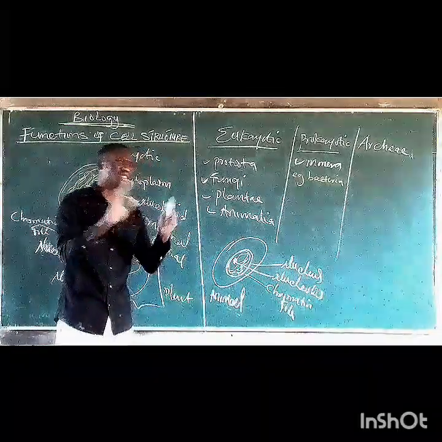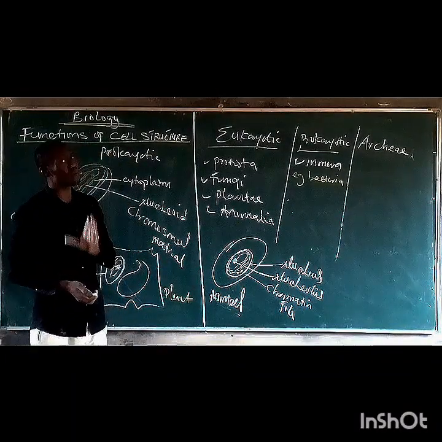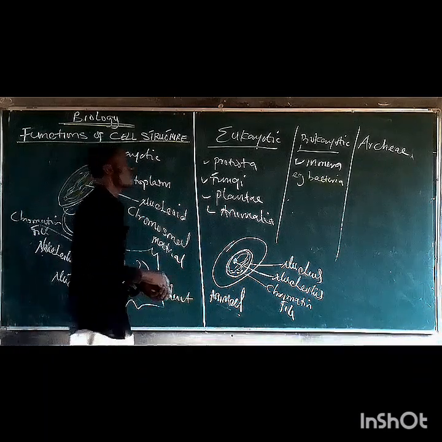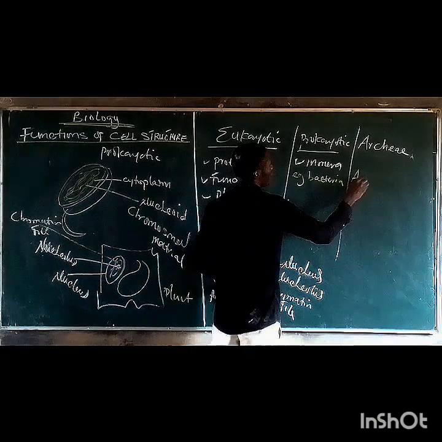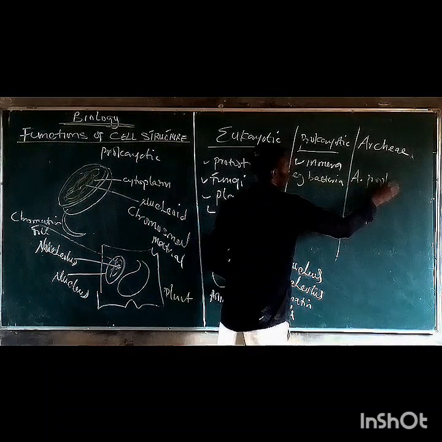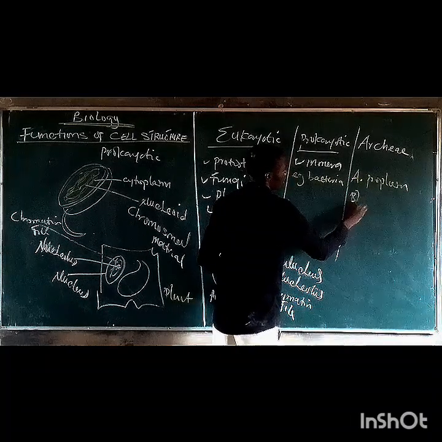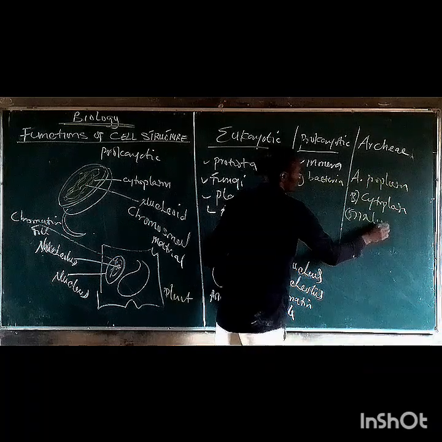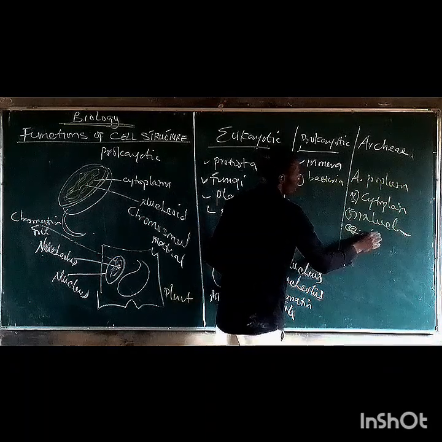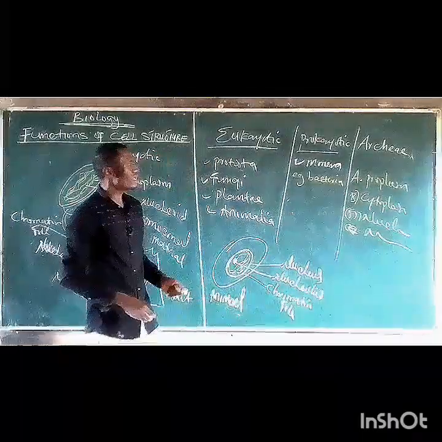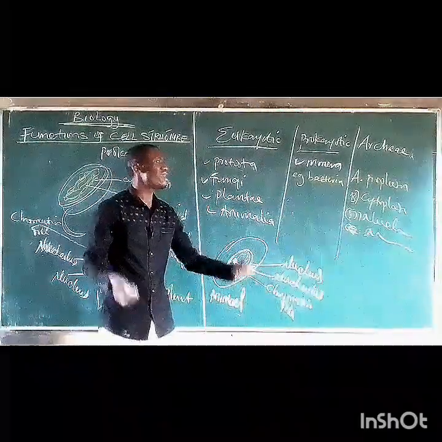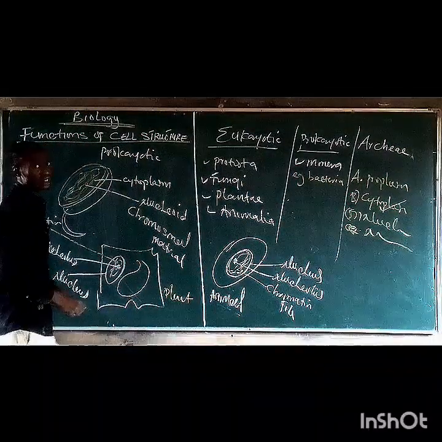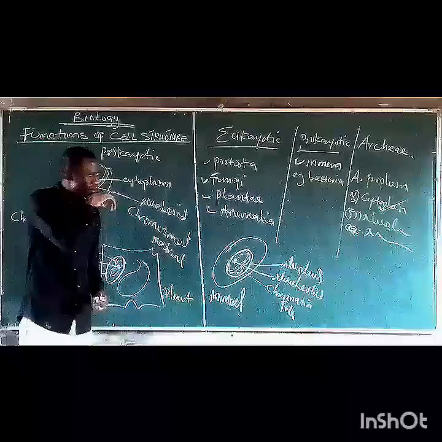There's a question in one of the UTME questions that says the chromosomal material of the kingdom Monera is found in A, protoplasm, B, cytoplasm, D, nucleus, E, nucleus. Now, the answer is that the chromosomal material of the Monera is found in the cytoplasm. You can see there that it is found in the cytoplasm. This is one of the UTME questions, but I can't remember the year.